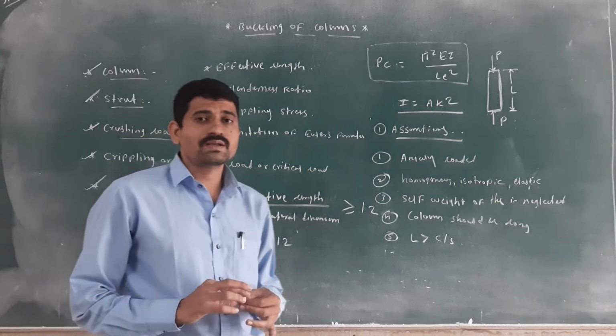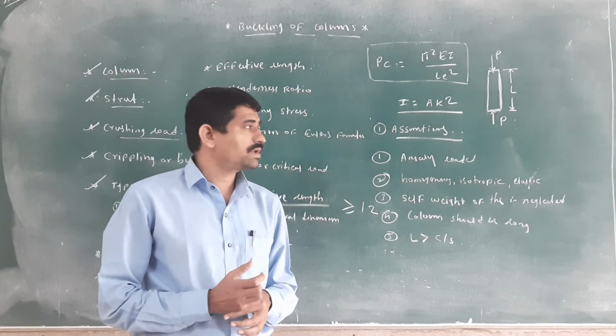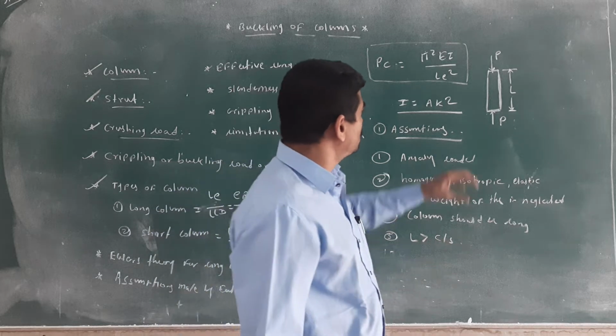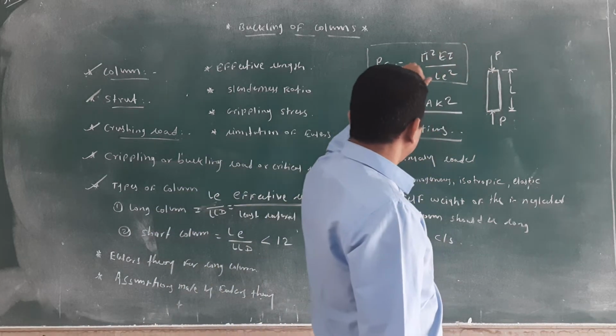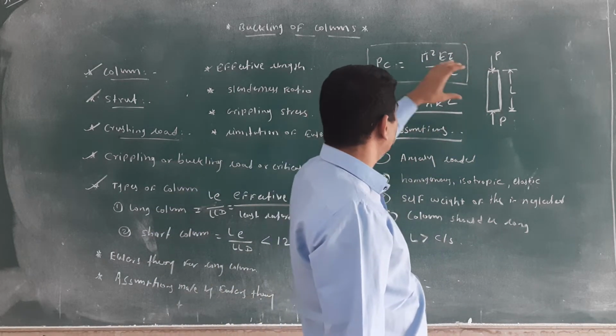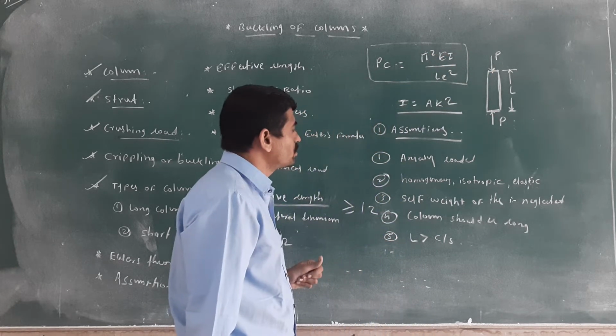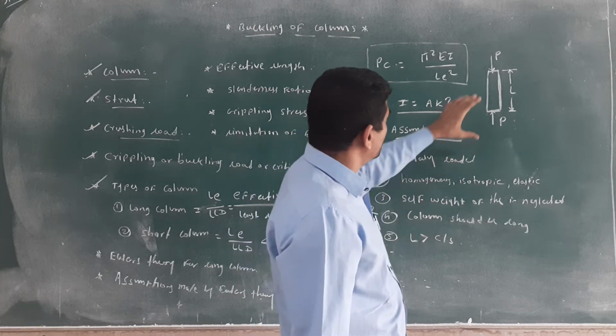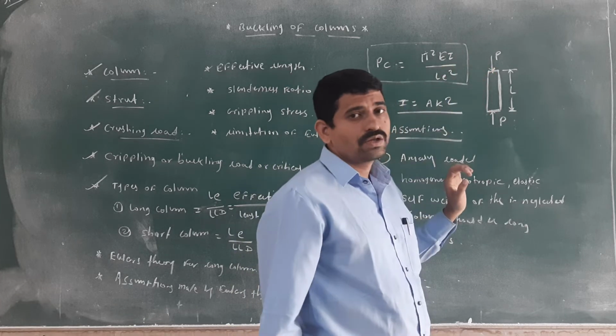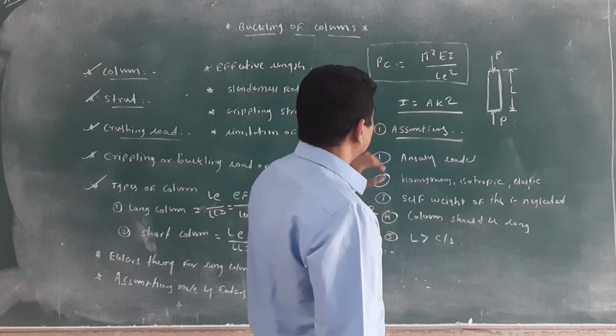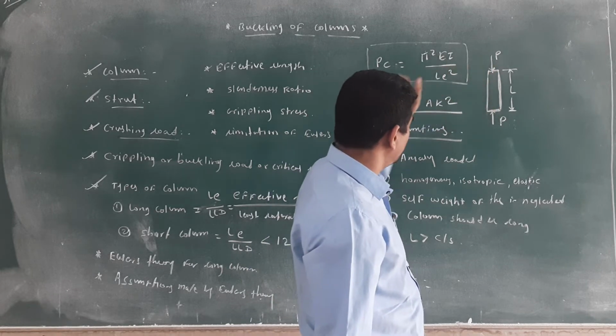Are all of you getting the assumptions? This column should be axially loaded. What about the material? Material should be elastic, isotropic and homogeneous. This material obeys Hooke's law. Self weight is not considered here.